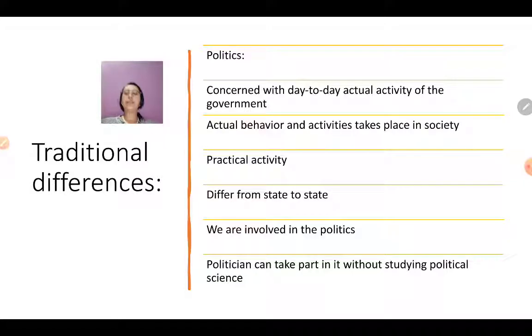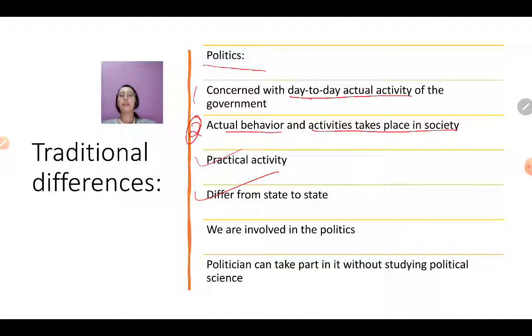Now, traditional differences of politics. According to the traditional view, politics is concerned with the day-to-day actual activities of the government, number one. Number two is the actual behavior and activities that take place in a particular society. These are regularly given by the traditional notion. And practical activity differs from state to state. The politics of every state is different. If I am in Sikkim, the political activities are very much different from the activities in the south Indian states.